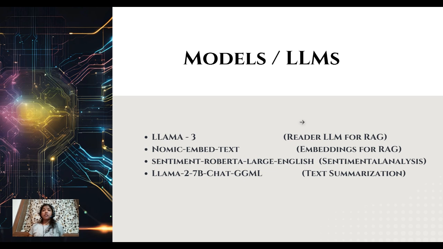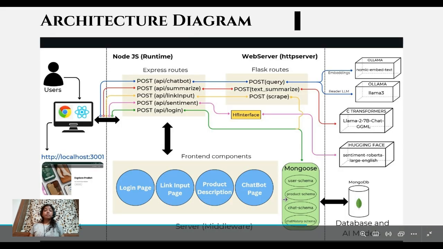Here we will see what particular task each LLM is working on. Llama 3 is used for the RAG. It gives the output for the user's questions. Nomic Embed Text is for the embeddings, the Sentiment RoBERTa Large English model is for sentimental analysis, and the Llama 2 7B Chat GGML model is for text summarization.